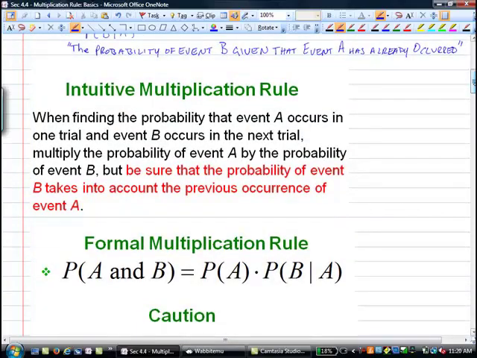That gives us this rule right here for multiplication. This is the formal multiplication rule. The probability of A and B is equal to the probability of A times the probability of B given A.